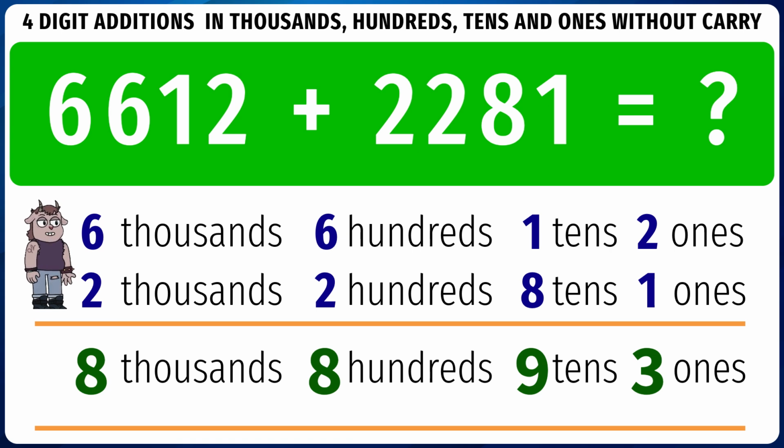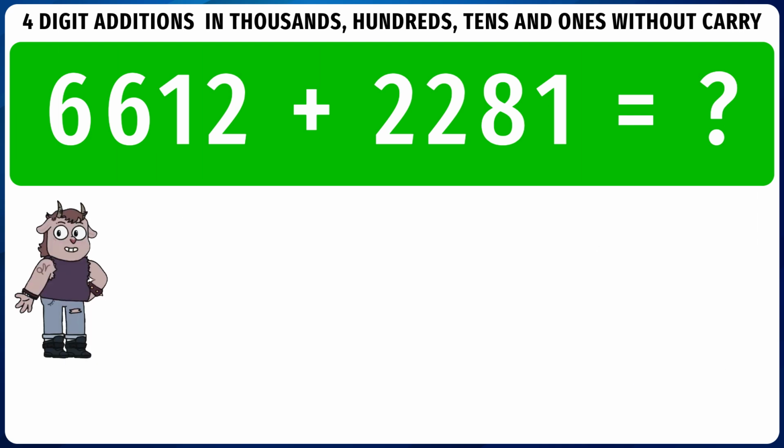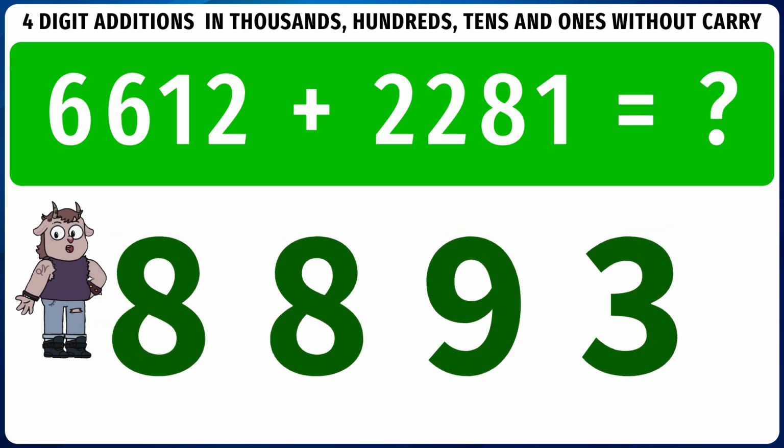So what is our answer? Eight thousands, 8 hundreds, 9 tens, and 3 ones. The answer comes to 8,893.